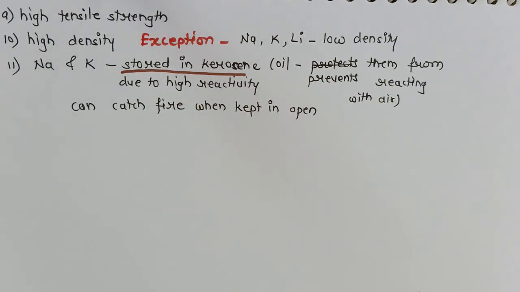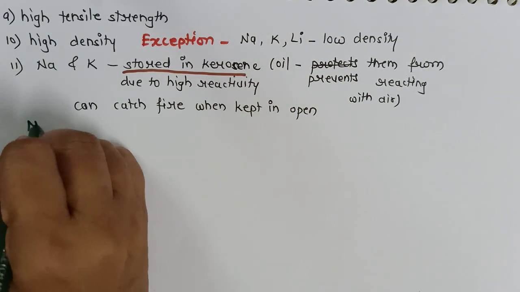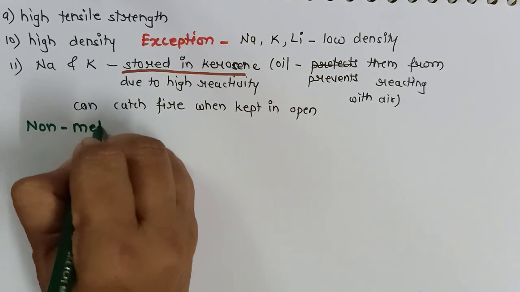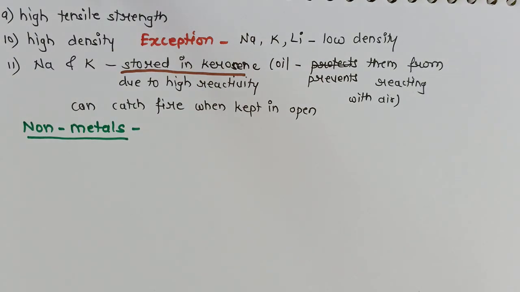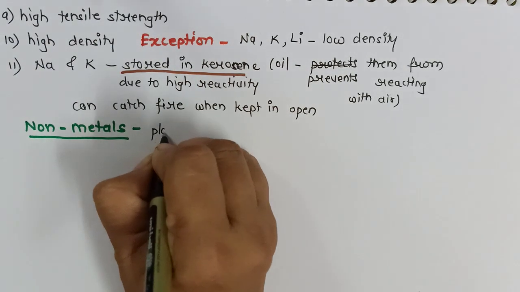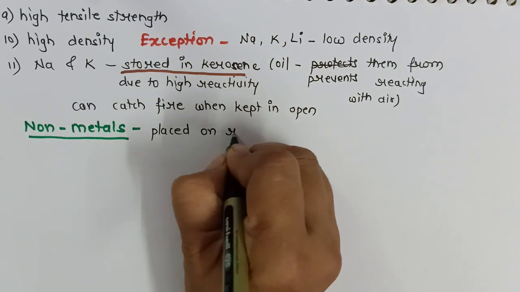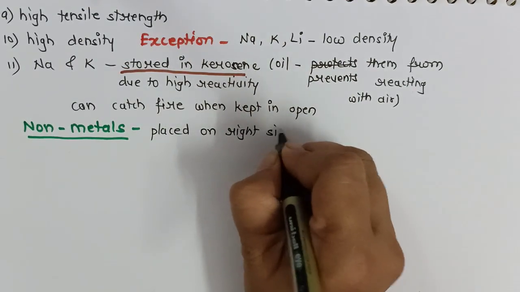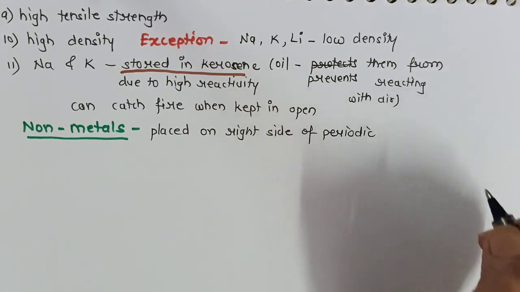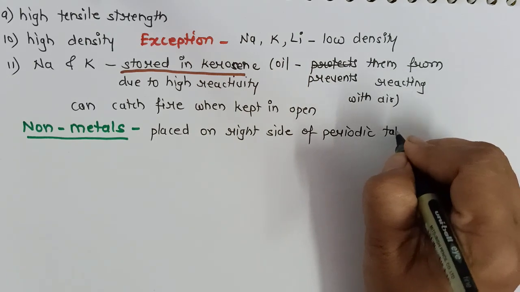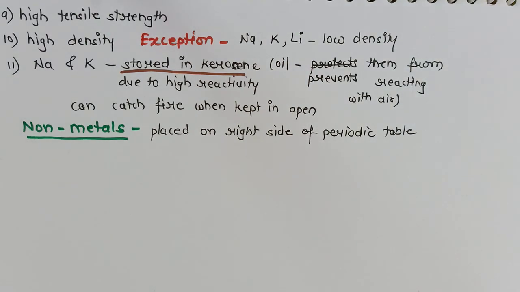So that was all about the properties of metals. Now let us discuss the properties of non-metals. First of all, let us have the basic introduction about non-metals. Non-metals are placed on the right side of the periodic table, like group 13, 14, 15, 16, 17, 18. I will not say 13, but basically groups 16, 17, 18 are non-metals. These groups contain non-metals.